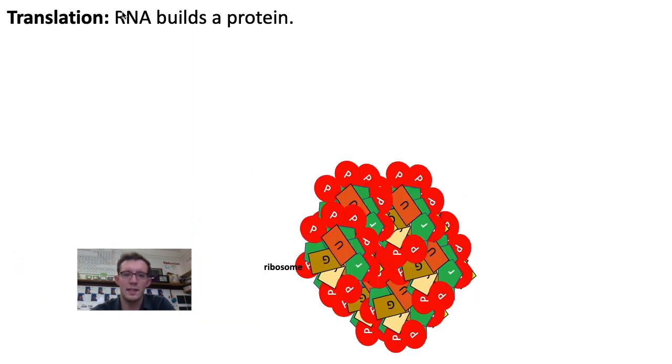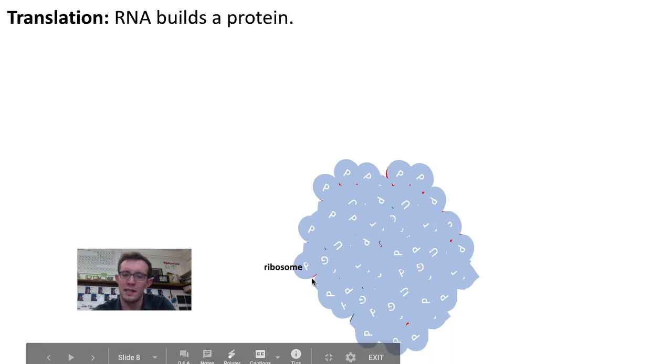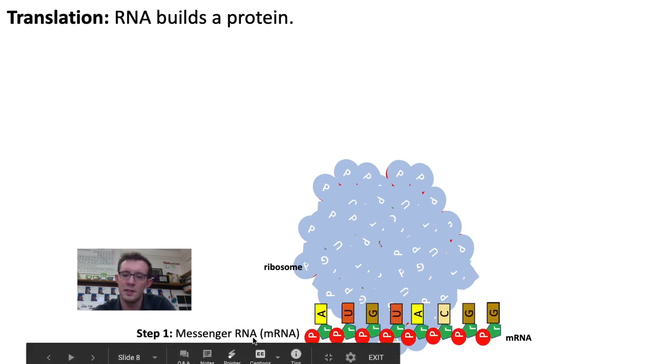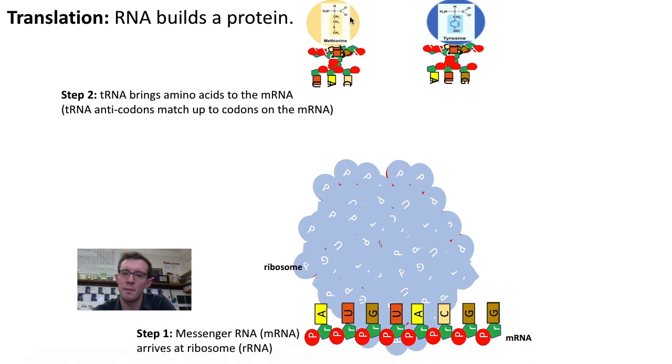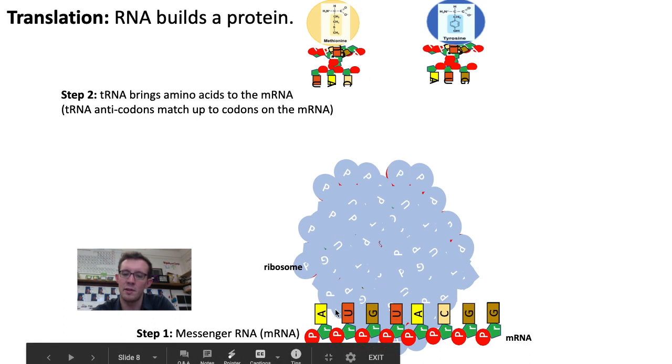So this entire process of RNA building proteins is called translation. And it occurs over several steps. Translation begins at the ribosome as soon as messenger RNA arrives. Messenger RNA attaches to the ribosome. And once that happens, transfer RNA can start bringing amino acids down to the ribosome, attaching onto the mRNA.